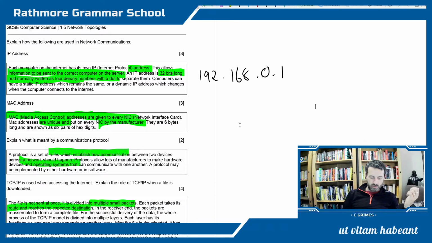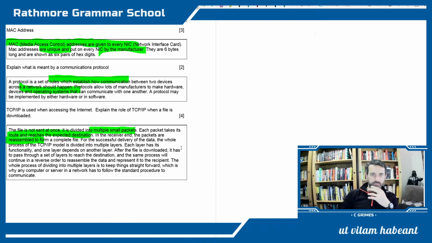When it's received, the packets are reassembled. This idea that it's responsible for reassembling to form the file. Tom does mention the idea that we've got layers here. It's divided into multiple layers and each layer has its own job, as you've seen in the video. After the file is downloaded, it'll pass through the set of layers of the destination in reverse order.